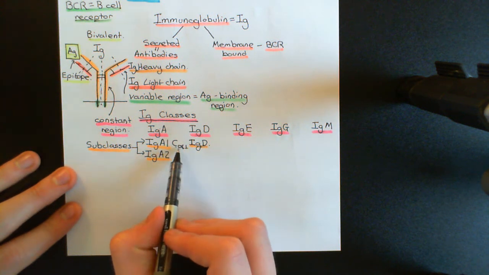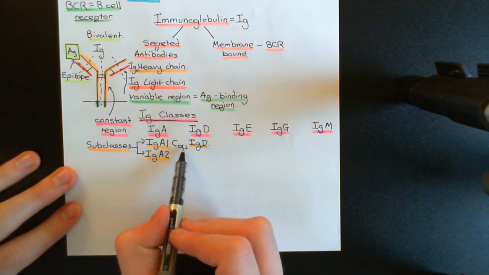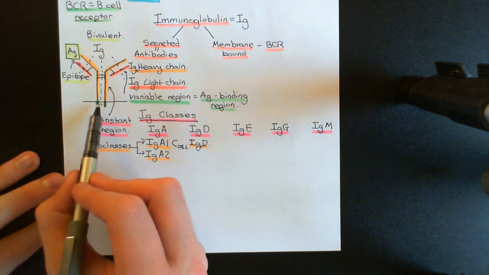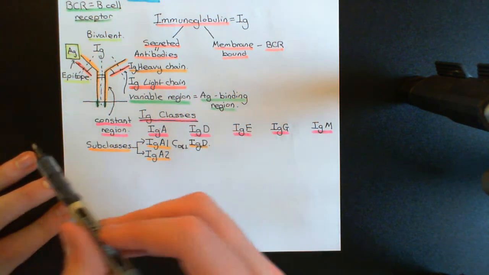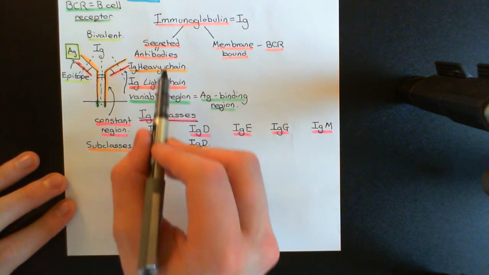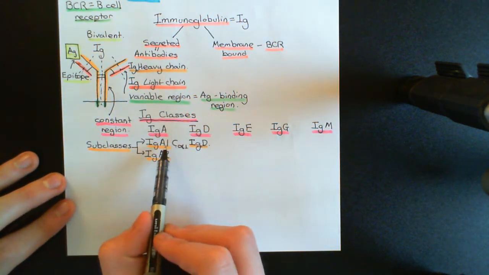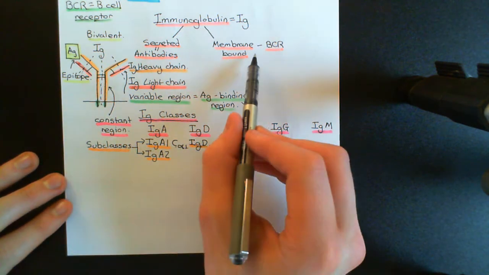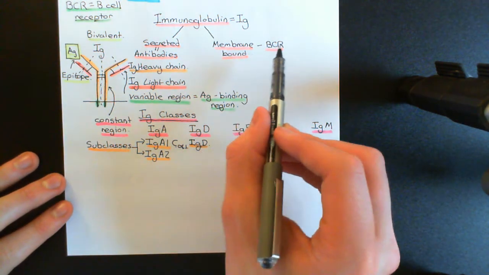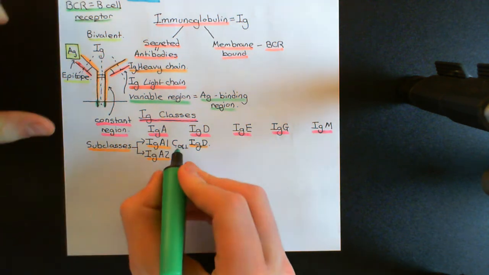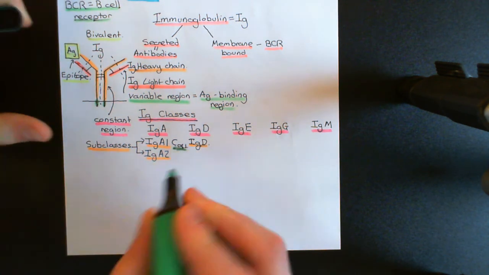And for this type of molecule, you can choose on the constant alpha 1 whether you want to have the membrane implanting portion or not. So you can either say, okay, I don't want to have that membrane implanting portion, and then you'll get a secreted IgA1 molecule, or you can say yes, put the membrane bound portion on, and you'll then get a membrane bound form of IgA1, i.e. a B cell receptor IgA1. Okay, so I hope this is becoming clear. I'll go through all the others as well.